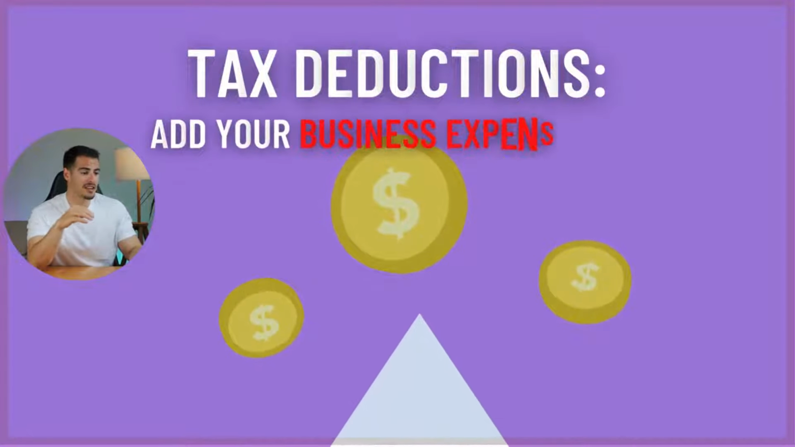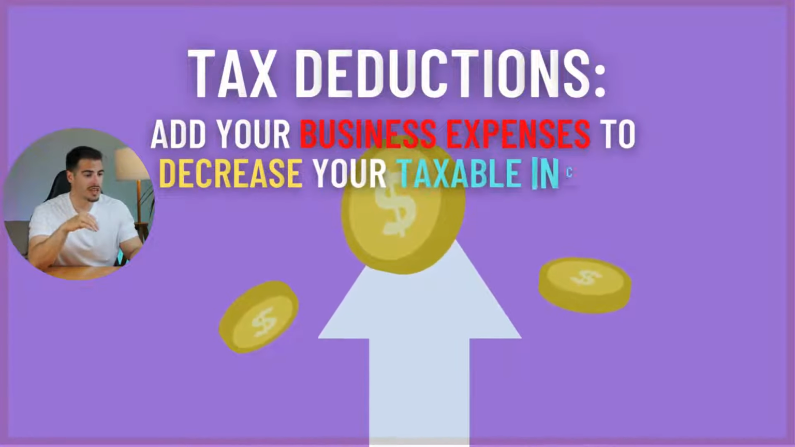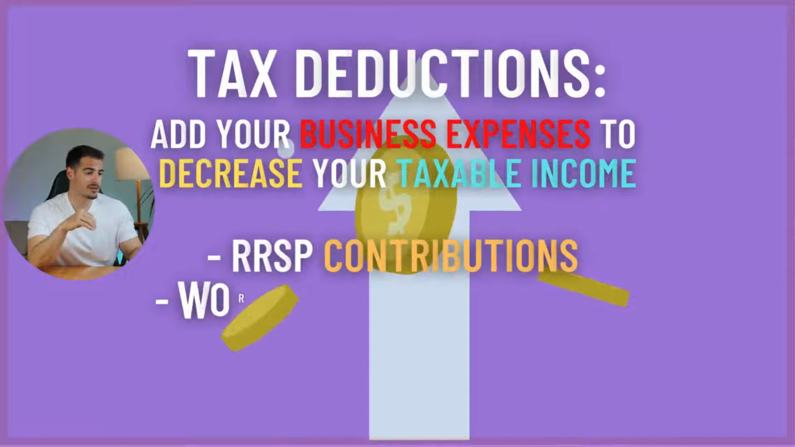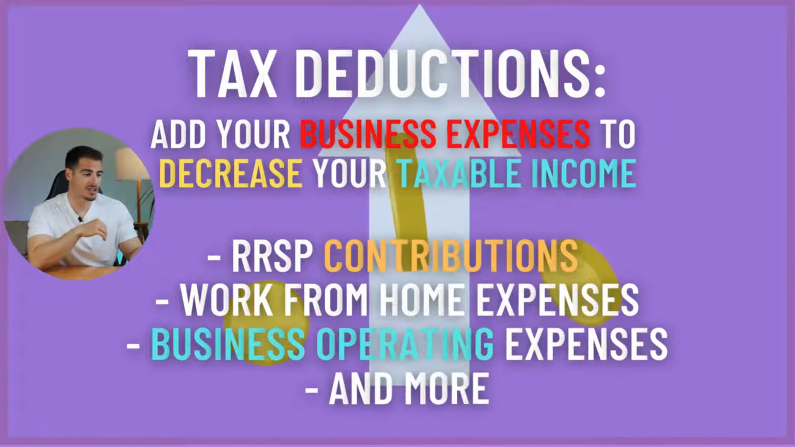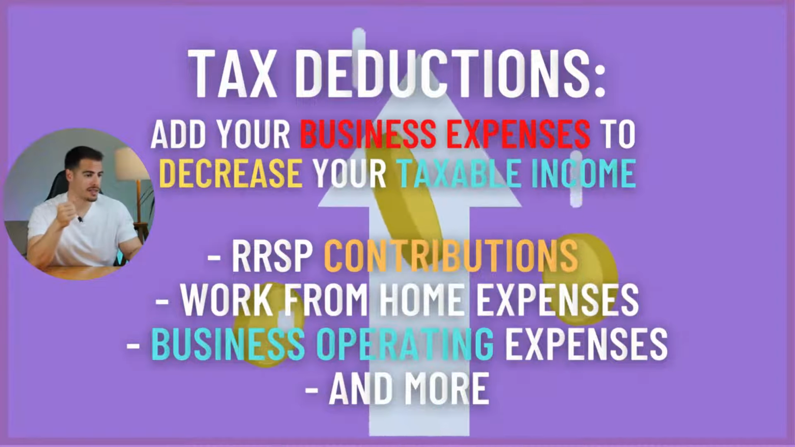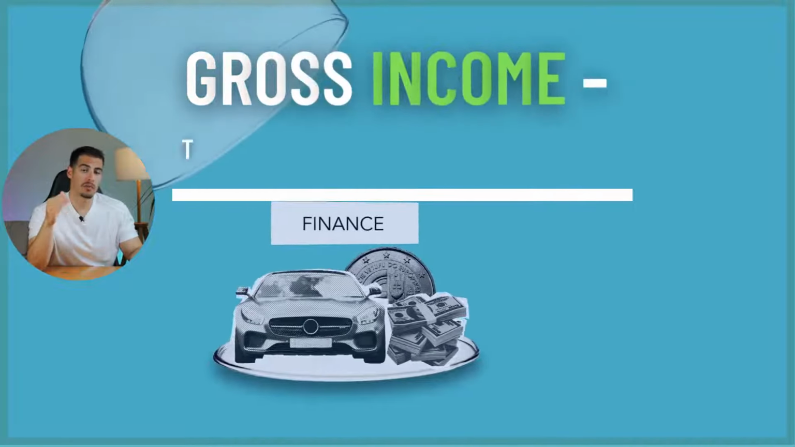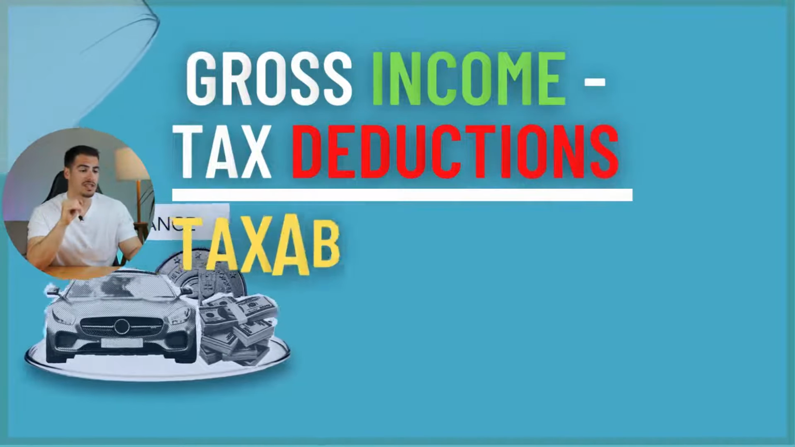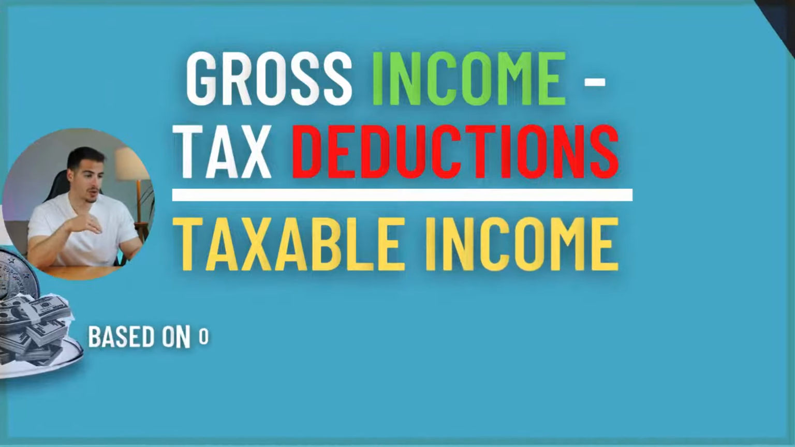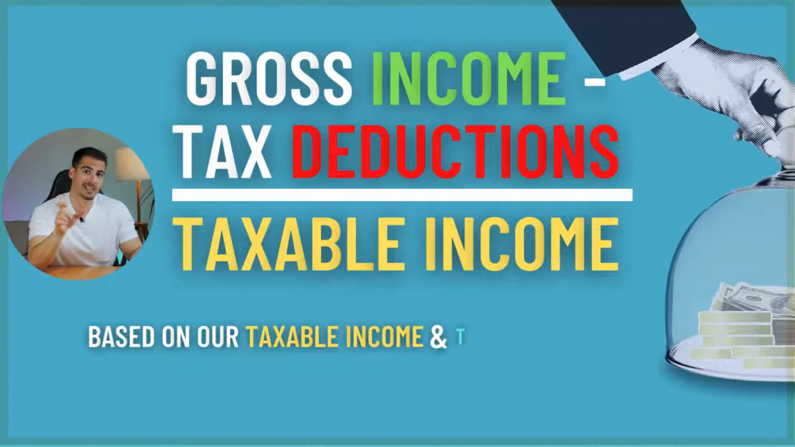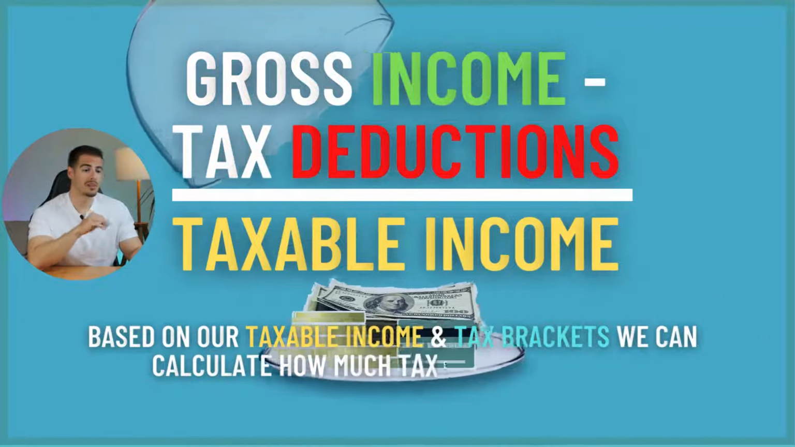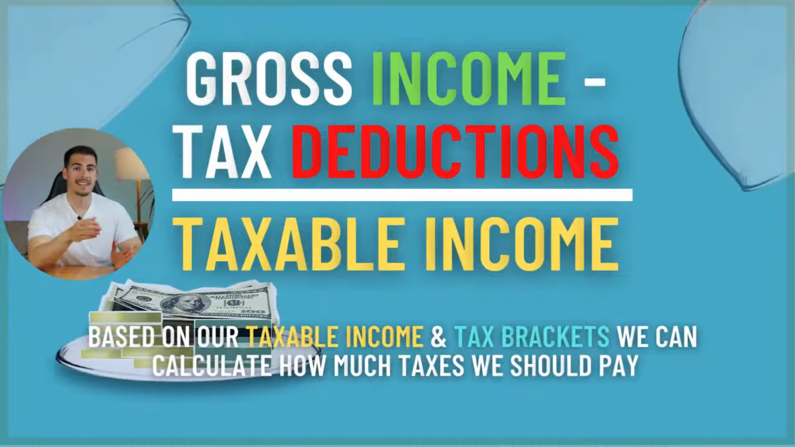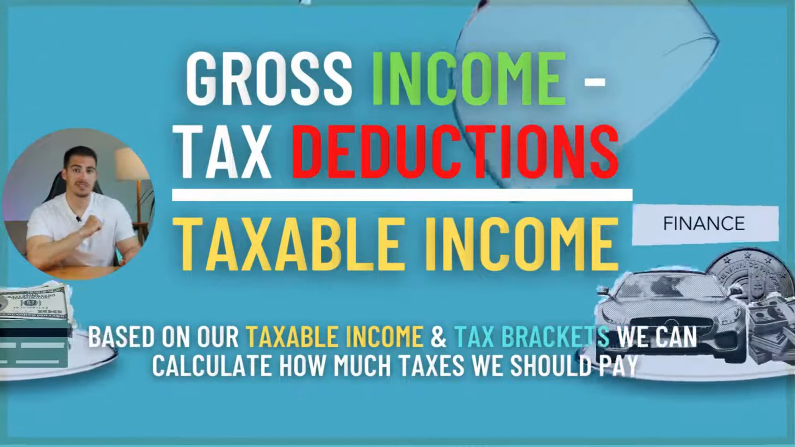Some common tax deductions are RRSP contributions and work from home expenses. And if you run a business, you can claim business operating expenses as a tax deduction, which I'll explain more in a few minutes. Now, we have our gross income minus all of our tax deductions, giving us our taxable income, which we put into our tax bracket to calculate how much money we should pay. We have tax credits as well, but hopefully TurboTax automatically applies all of those tax credits if you're eligible.